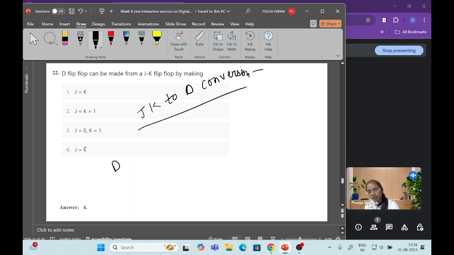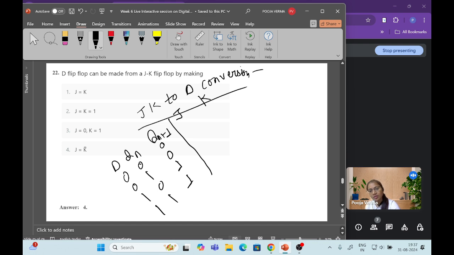Already we know the table for the D flip-flop: D, Qn, the present state, and Qn plus 1, with entries 0, 1, 1, 0, 1, 1. Whenever D is 0, the next output will be 0 only, and when D is 1, then the output is also 1. We already know that the output of a D flip-flop follows the input. So from JK we have to make a D flip-flop.